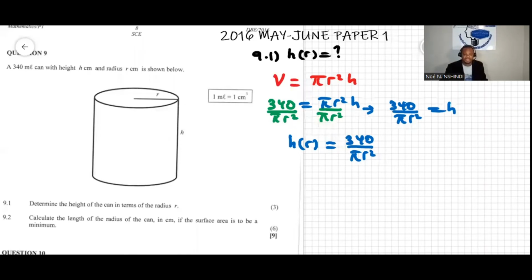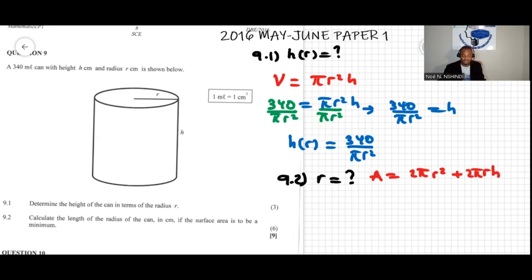Now the following question says calculate the length of the radius of the can in centimeter if the surface area is to be a minimum. I'm gonna write the question over here, 9.2. Basically, we're looking for the radius if the surface area is the minimum. Now, the surface area of a cylinder, because the can has the shape of a cylinder, is given by 2 pi r squared plus 2 pi r h.